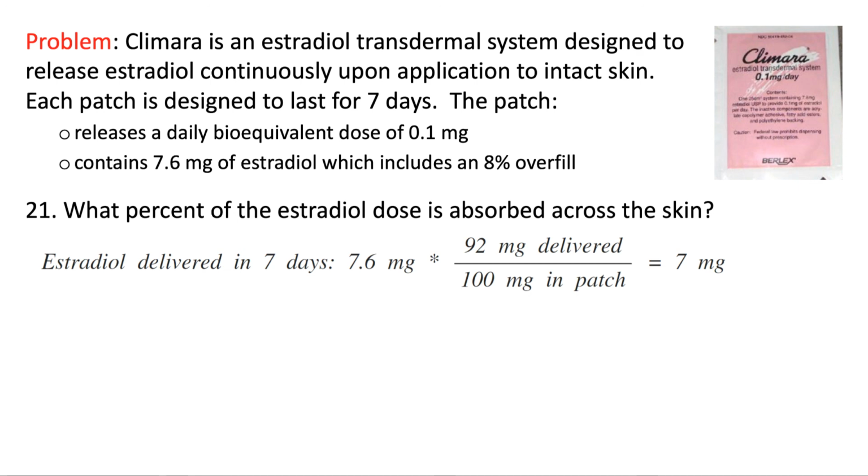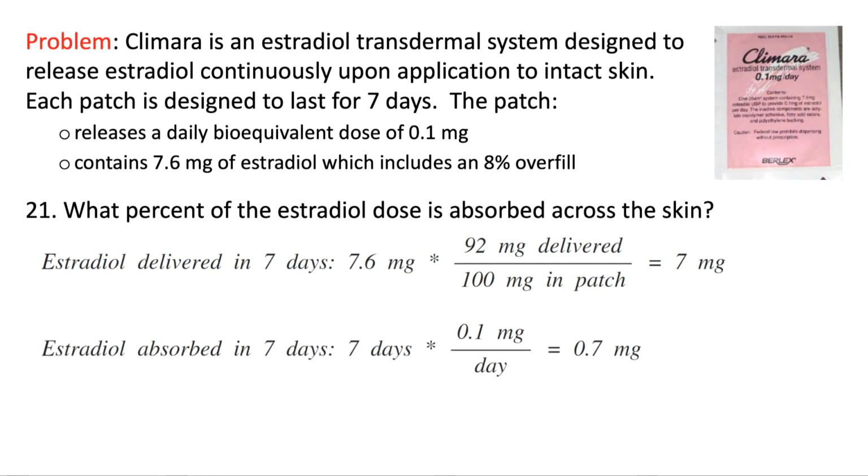All right. Now, what about what's absorbed? Well, we were told that the daily bioequivalent dose is 0.1 milligrams. So if that's the daily amount, then we're getting 0.1 milligrams per day, but we said this patch lasts for 7 days. So we take 7 days times the fact that we absorb 0.1 milligrams per day. So that means we absorb a total over 7 days of 0.7 milligrams.